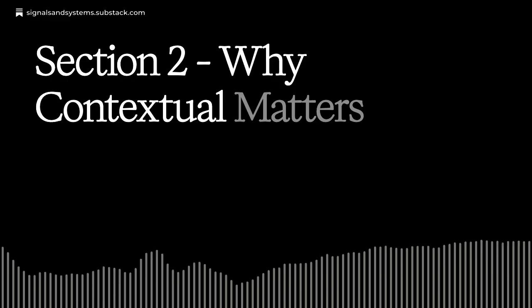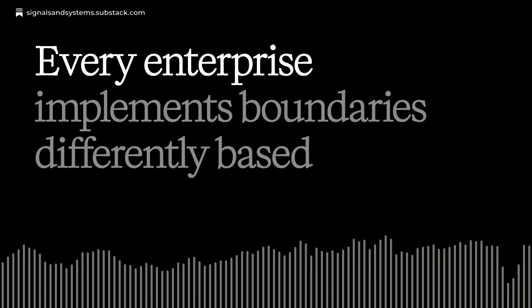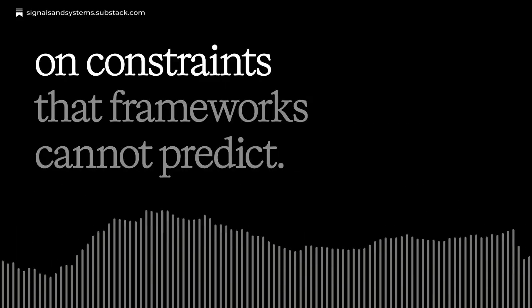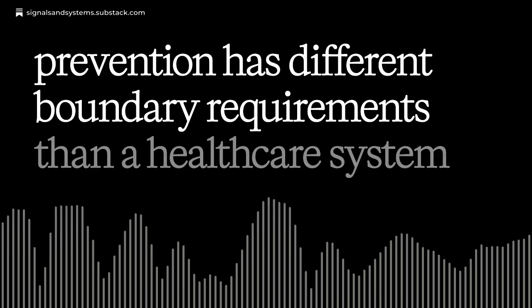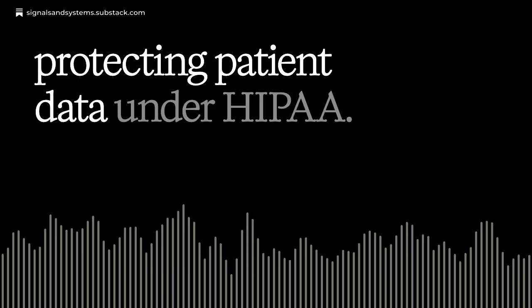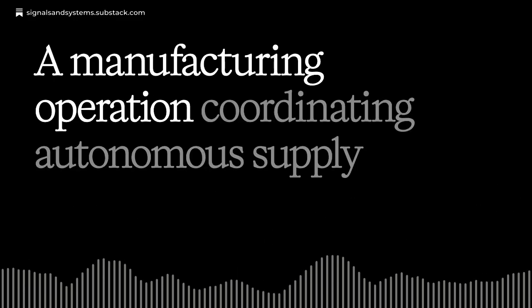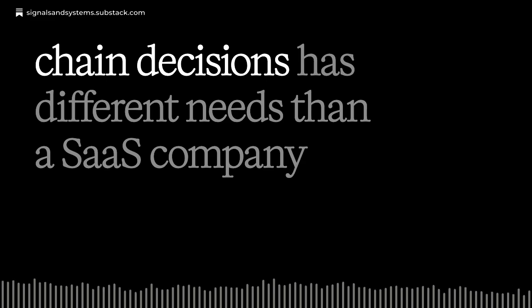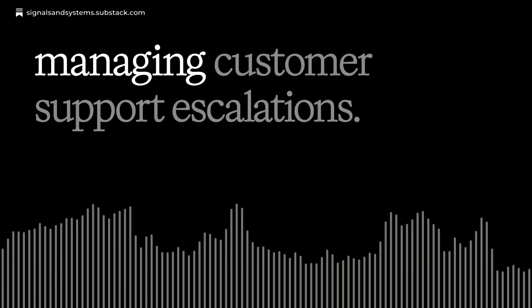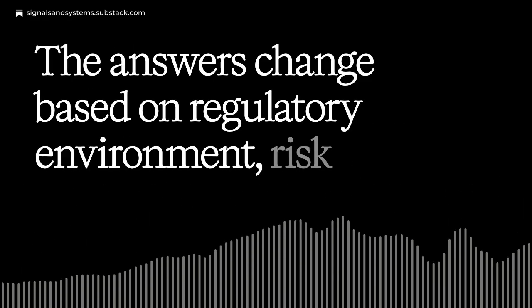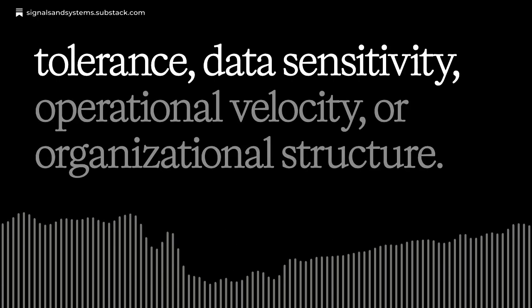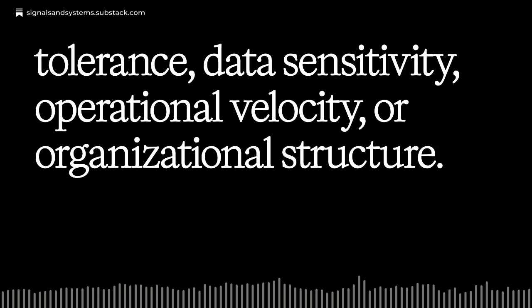Section 2. Why contextual matters. Every enterprise implements boundaries differently based on constraints that frameworks cannot predict. A financial services company enforcing transaction limits for fraud prevention has different boundary requirements than a healthcare system protecting patient data under HIPAA. A manufacturing operation coordinating autonomous supply chain decisions has different needs than a SaaS company managing customer support escalations. The three enforcement questions remain constant. The answers change based on regulatory environment, risk tolerance, data sensitivity, operational velocity, or organizational structure.